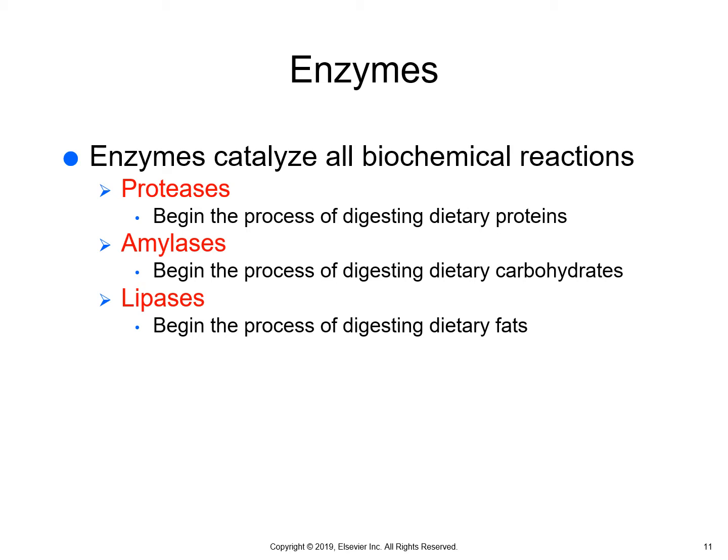But we talk about salivary amylase as the first breakdown of carbohydrates in our body. As we take in carbohydrates, the salivary amylase begins that process, and then the amylase enzymes in the body continue the process of digesting dietary carbohydrates. Lipases begin the process of breaking down dietary fats, and we know that lipo or lipids means fat, so the others are kind of easy to guess what their job might be.